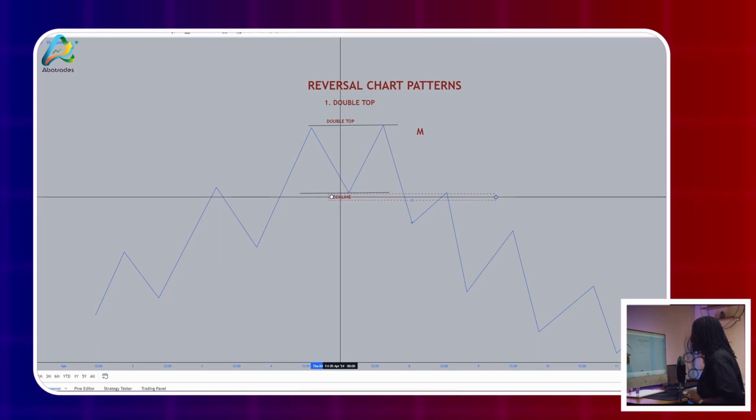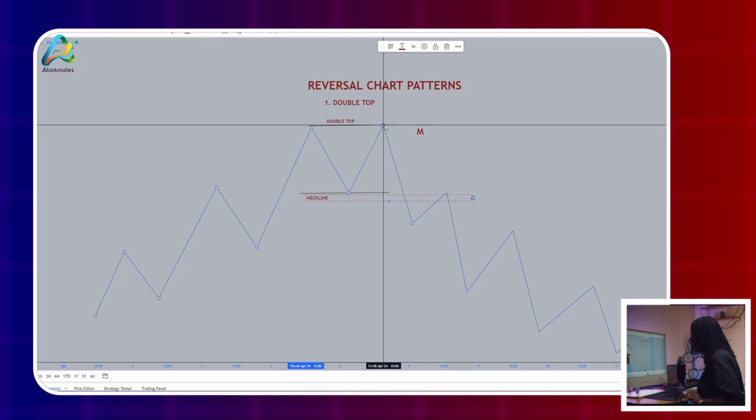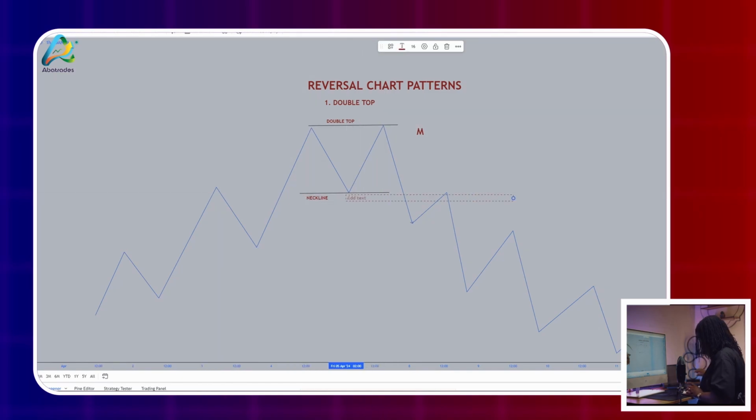Now I don't know if you've noticed something. This level right here, which is the neckline, can also be called the support, because realize that when the market got here, there was a push up. All right, so we can call this level a support level. So let's indicate it as our support level.